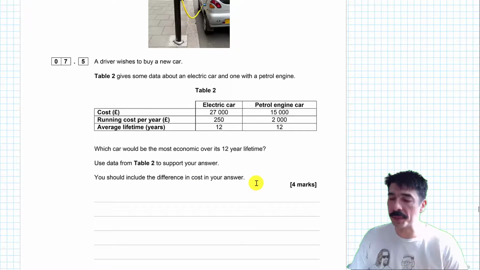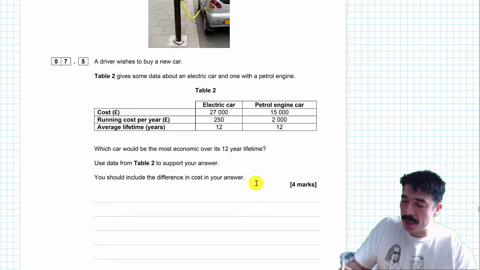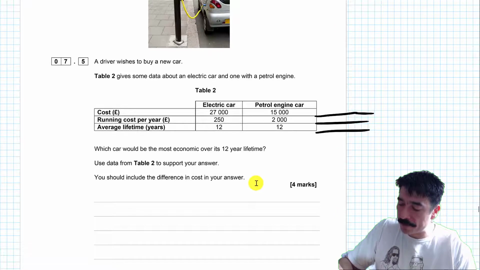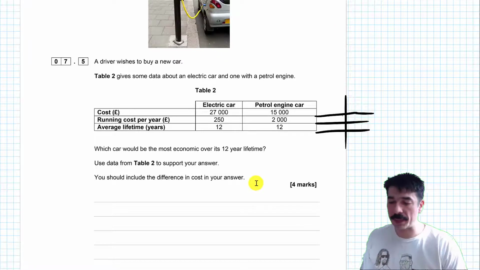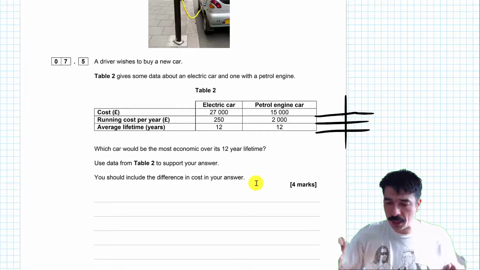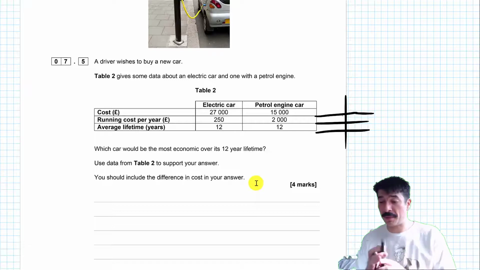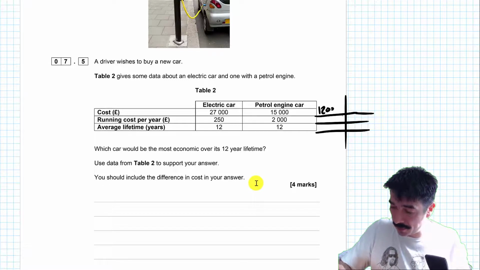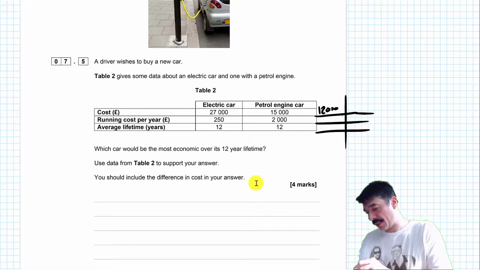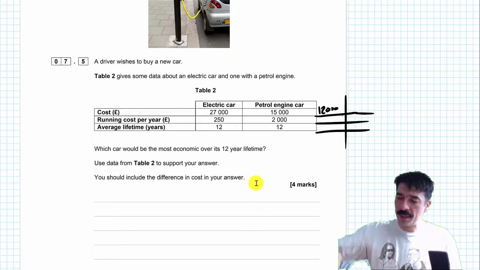Right, so we're going to have to do some calculations. I think what I would do here is start adding some additional useful bits of information. So what's the difference between these two? The electric car costs 27,000 minus 15,000, so it is, I can do it in my head, £12,000 more expensive. Just going to be a bit cautious because I do make silly mistakes with maths. Yeah, it's 12,000. So it's £12,000 more expensive to start with, right?